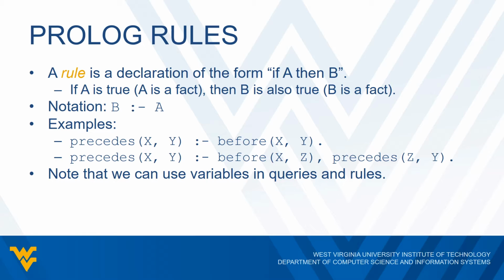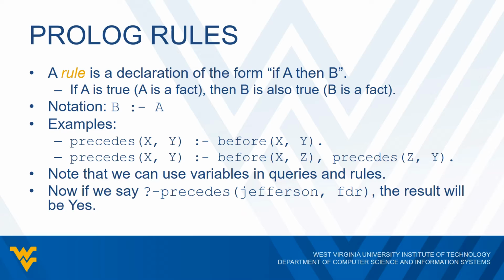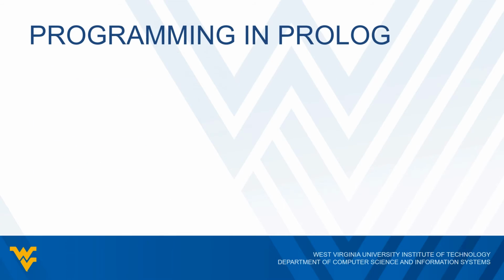So if we include these in our rules, now if we do the query checking if Jefferson comes before FDR, we wouldn't check if Jefferson comes before FDR, but we would check if Jefferson precedes FDR. And what that's going to do is check these different precedes rules, and we'll see that we would have something like Jefferson comes before Lincoln and Lincoln precedes FDR. So that means Jefferson precedes FDR would be true, so this result would be yes.